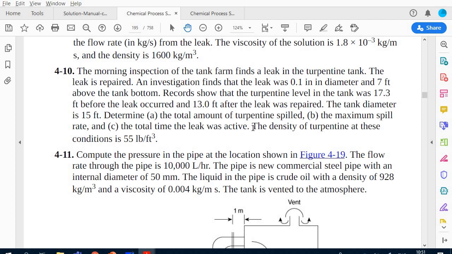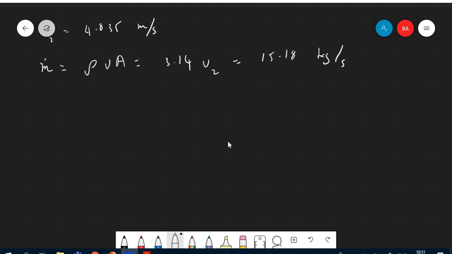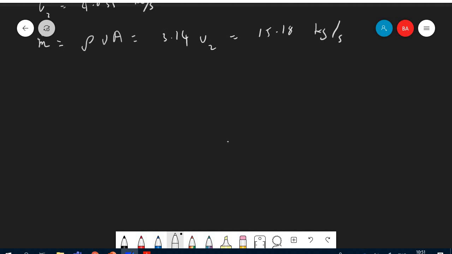Okay, that's a good question as well. The total time the leak was active. We can calculate this as well. The density of turpentine is given to us. Okay, so what do we have? We have 410. Let's start with 410.